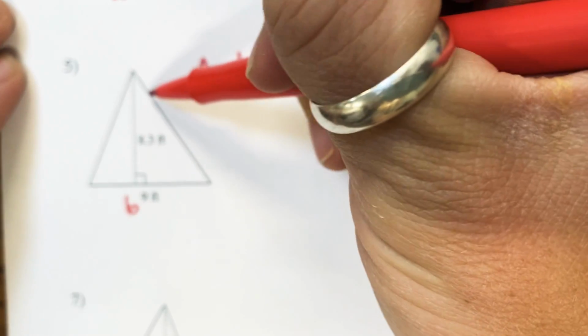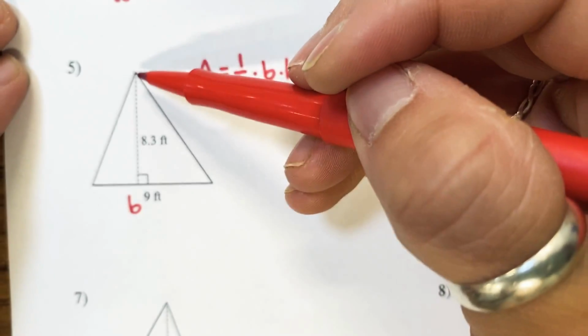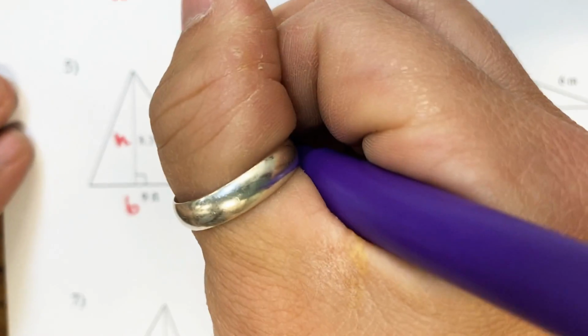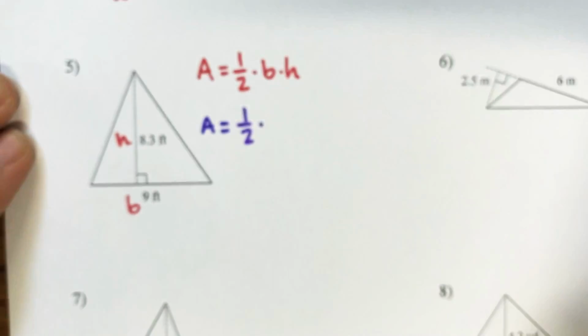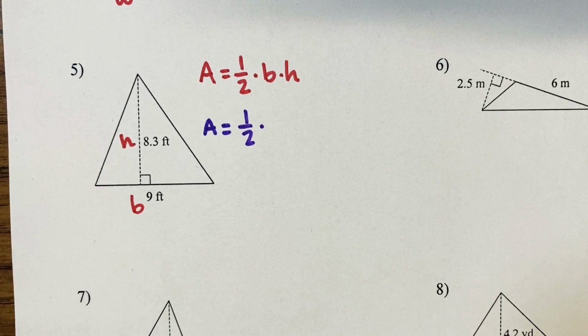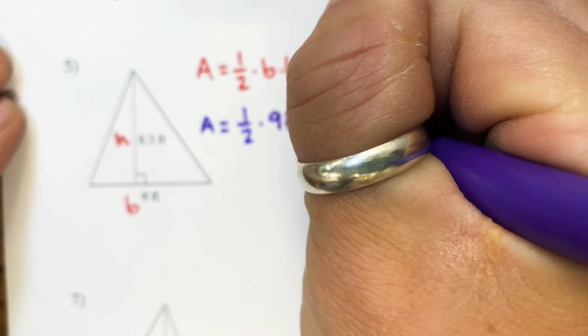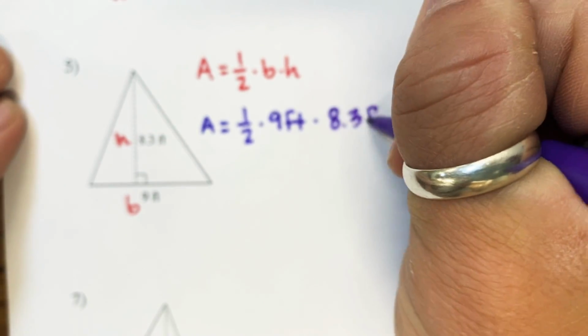Be careful. Notice they didn't label the sides going up. They label from the ground to the very top of the triangle. So this is my height. Now I'm going to plug these values into my formula. So I have area equals 1/2. The 1/2 doesn't change. We didn't have to plug that in anywhere. Times base. My base is 9 feet. Times my height, 8.3 feet.